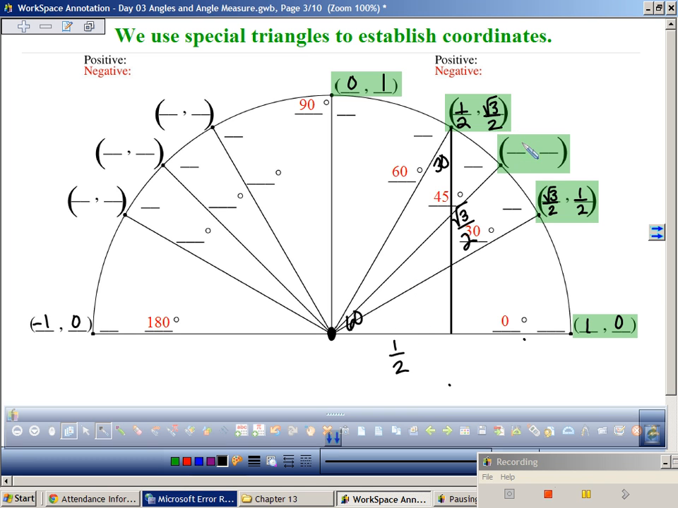Correct? This one's the easiest one because for the 45, the coordinates are root 2 over 2. You should see from my point. It's like, listening, that's funny.